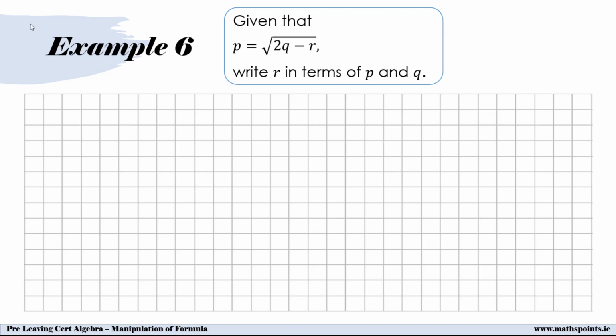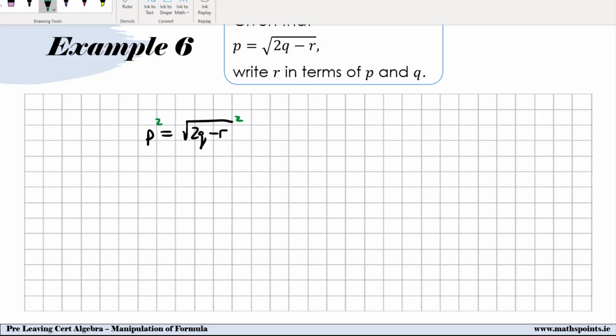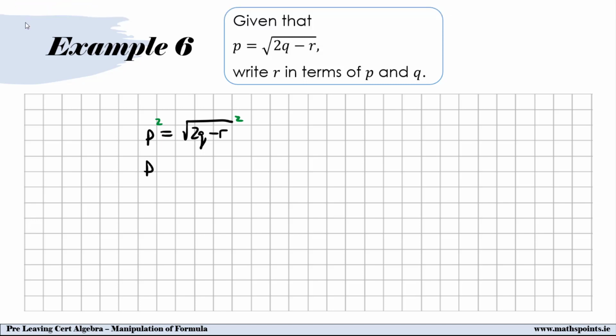So example 6 is the first example where we have a square root. So we have p is equal to the square root of 2q minus r. And so the first thing I want to do is I want to get rid of the square root from the right hand side, and so I can square both sides. If I square the left hand side, I just get p squared. And then we'll remember the rule of surds that if we square a square root, we just get the term or terms underneath that square root. So that's 2q minus r. So it's sort of like the square and the square root cancel each other.